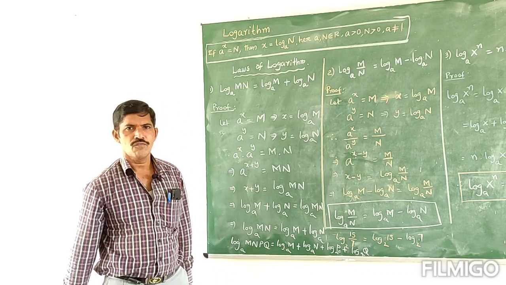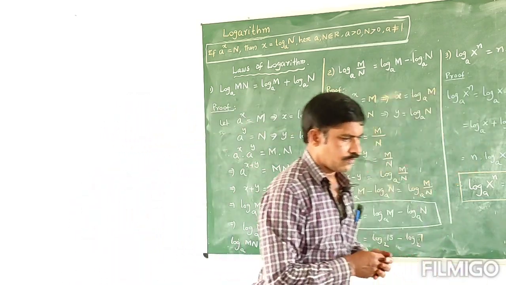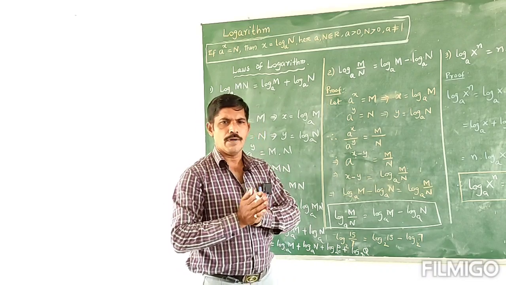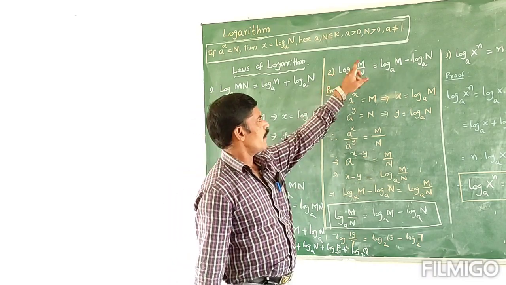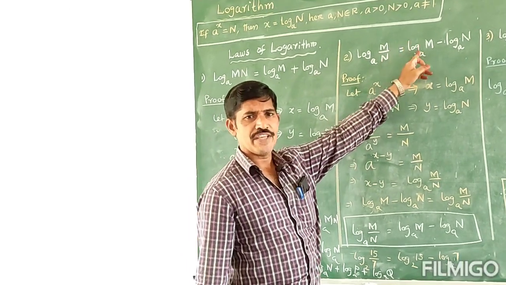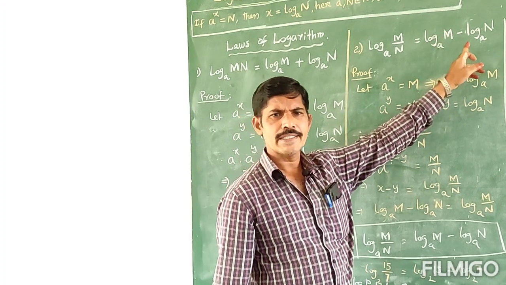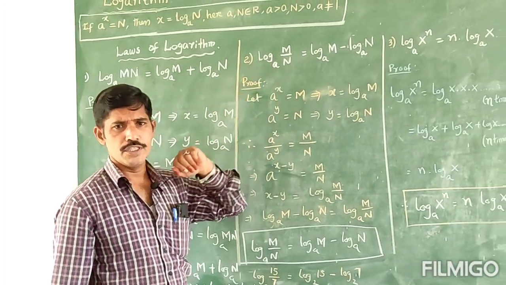This is the first law. Okay. Next, we will go to the second law of the logarithm, or second property of the logarithms. The second one is: logarithm of m by n to the base a is equal to logarithm of m to the base a minus logarithm of n to the base a. Now we are going to its proof.